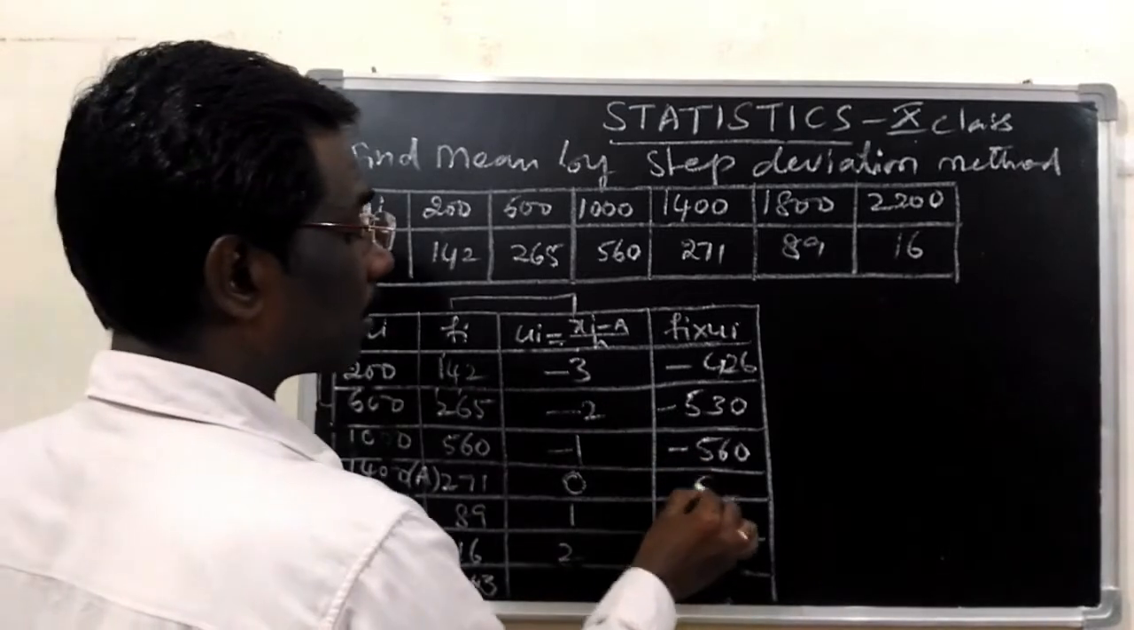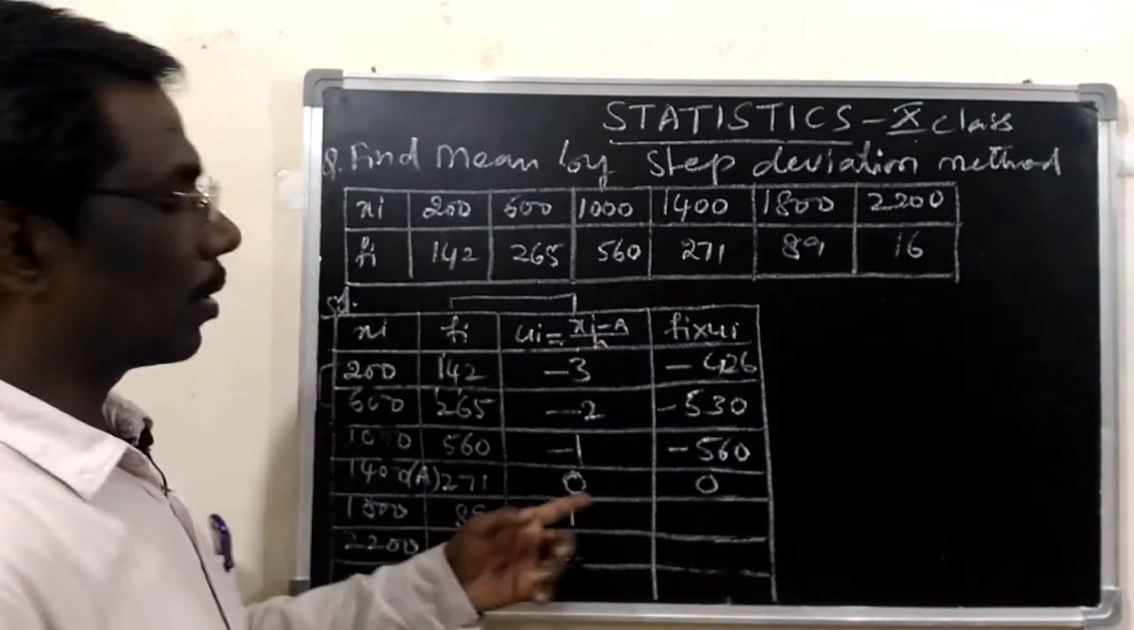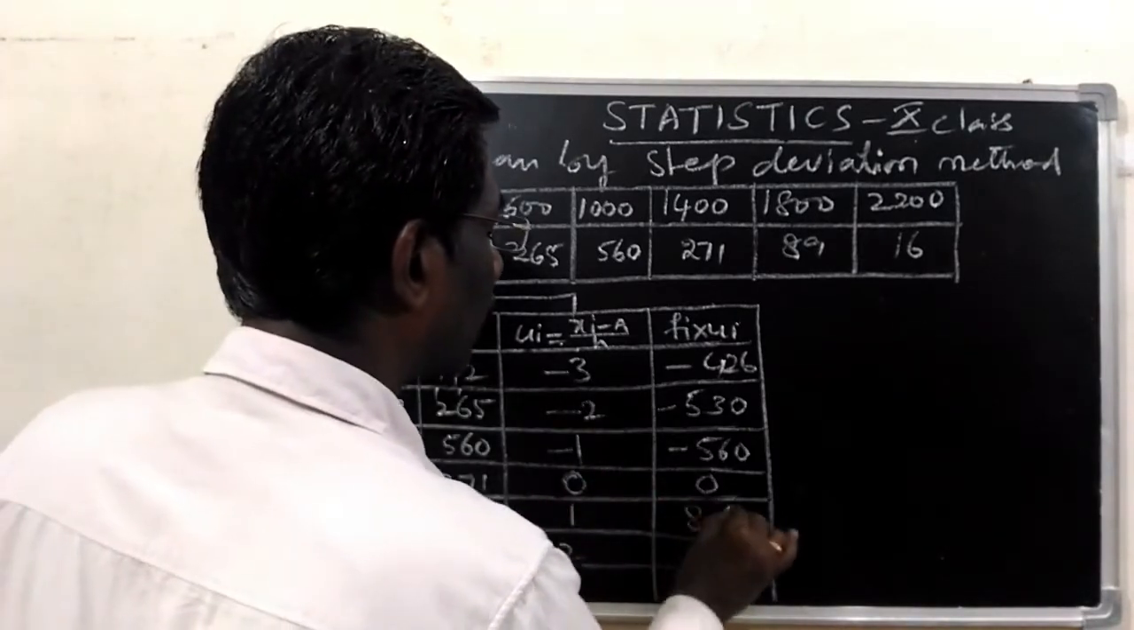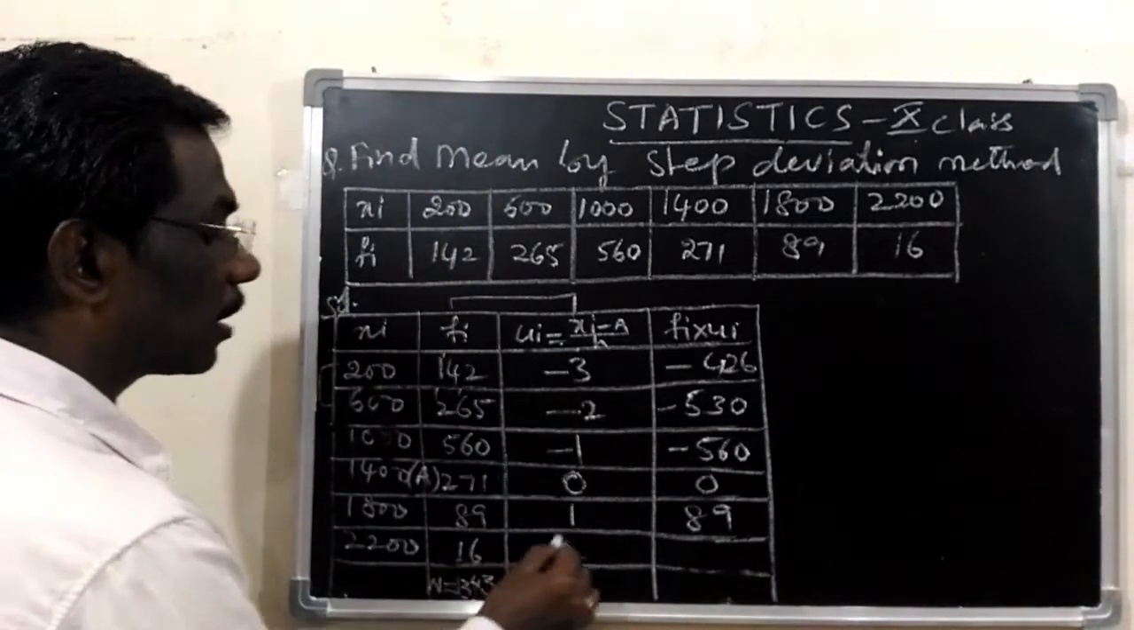271 into 0 is 0. Anything into 0 is 0. And 89 ones are 89. 16 twos are 32.